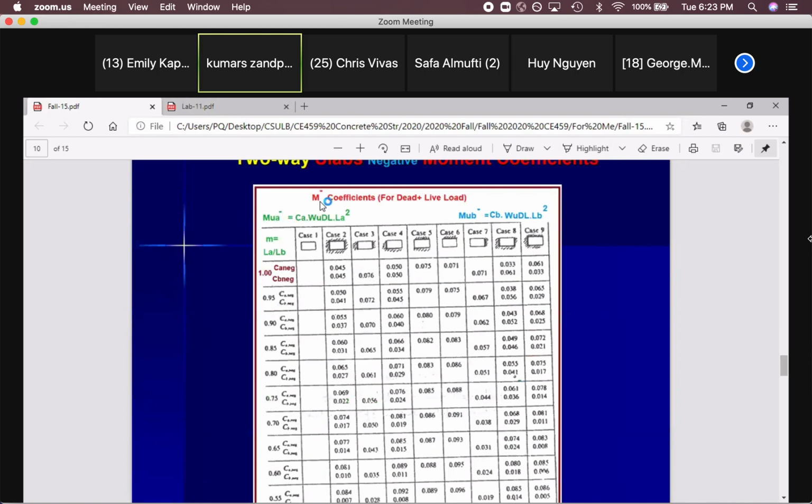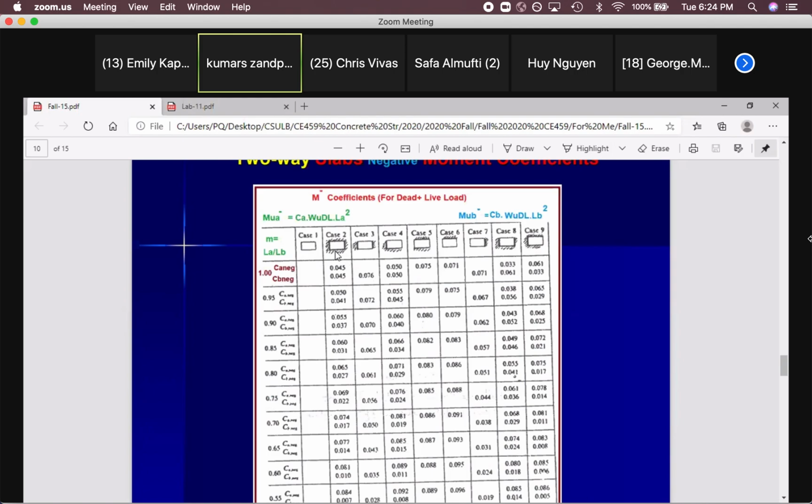Yeah, that's it. The process is exactly the same. Case 1 all the way to 9, they are the same. Find CA negative, CB negative, all the same. Why is there no coefficient here? Because for the negative moment, this is simply supported. So there is no negative moment.